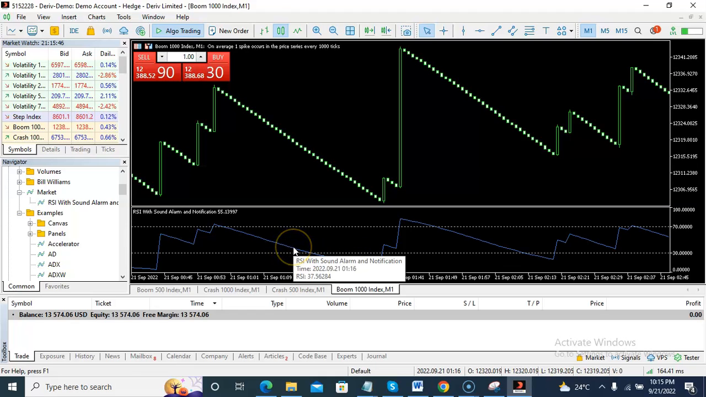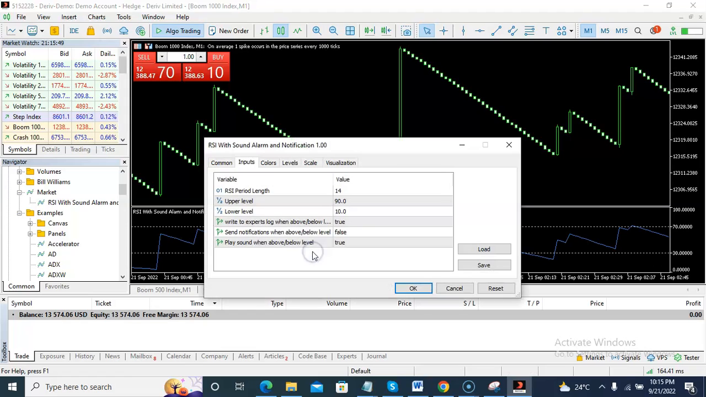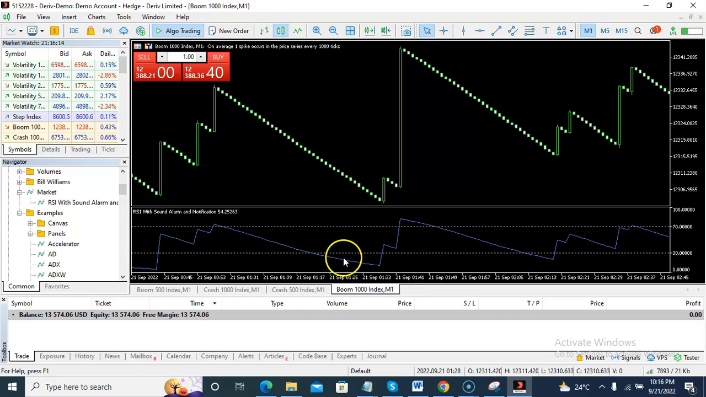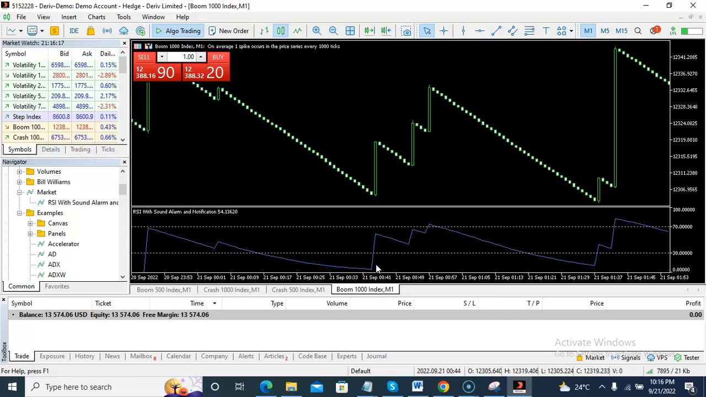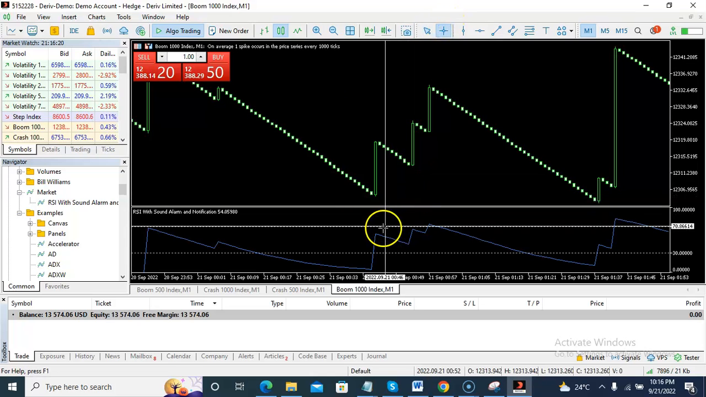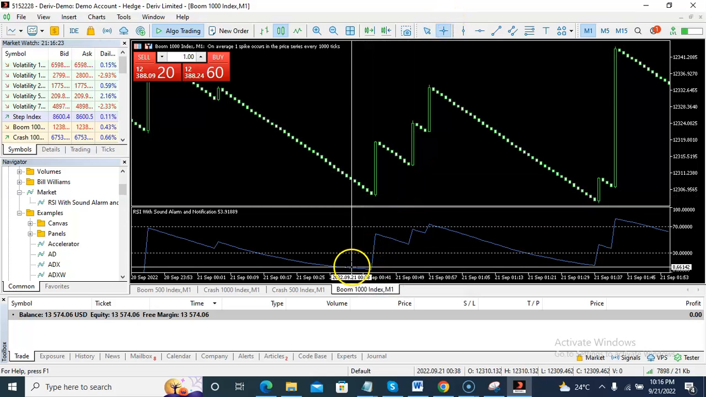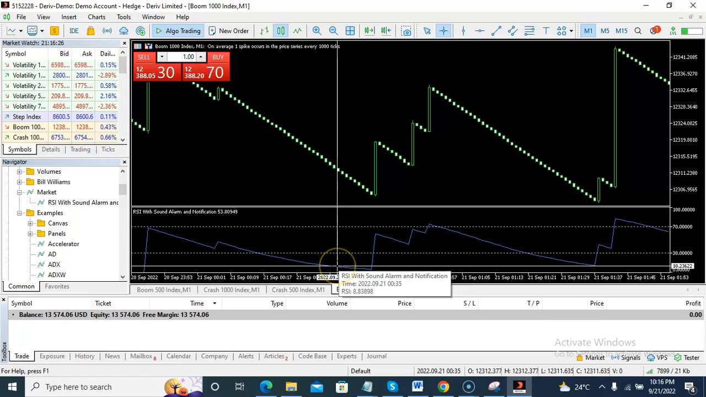Let me show you. Just right click on the line, then click on properties. This is the indicator, and make sure you get the settings here. In this place it says play sound when above or below the level. Make sure you select it as true, because once it's true, the bell will go, drawing your attention to your system so you can take your trade or be alerted when the condition is met. This is a very accurate way of predicting when a spike will occur in your boom or crash indices.